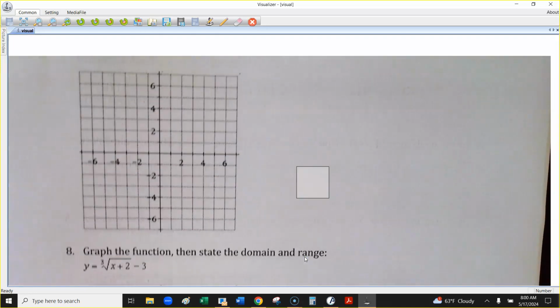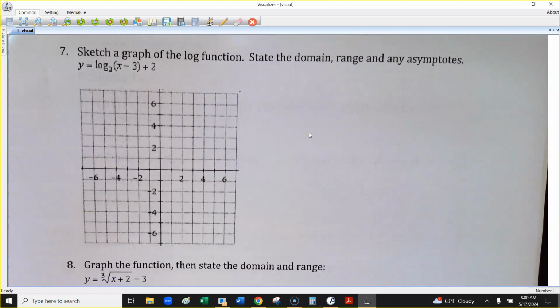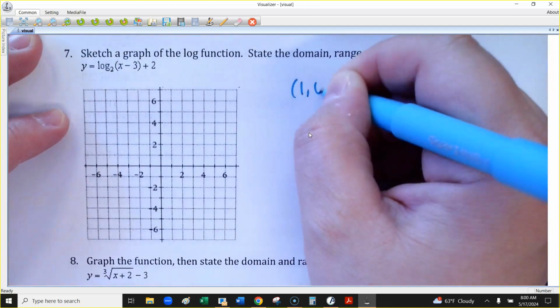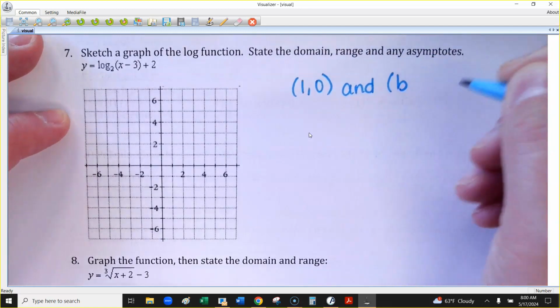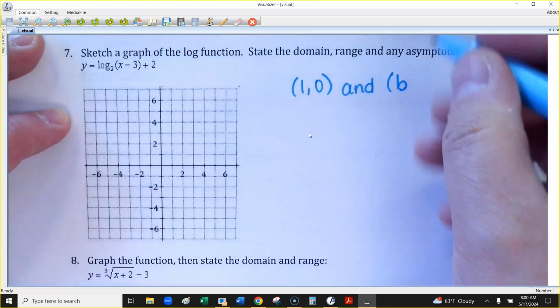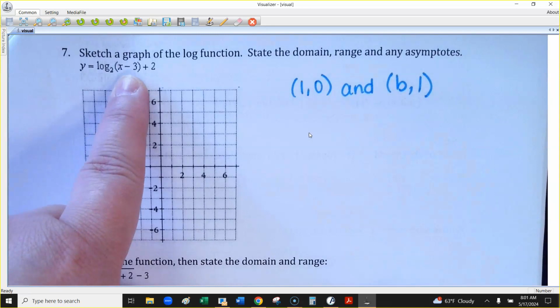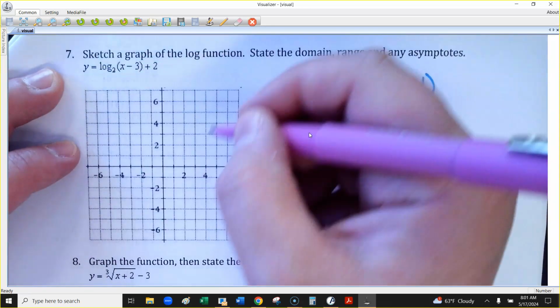So I'm going to write a little note on this so you guys can hopefully remember this. Anytime you have a log function, it always has the point 1, 0, and whatever the base is, in this case the base is 2, 1. That would be before any shifting or anything would take place. Now I do have some shifting on this graph. With the x, we're going to go the opposite of what that looks like. So that looks like -3 to me, so it's actually +3.